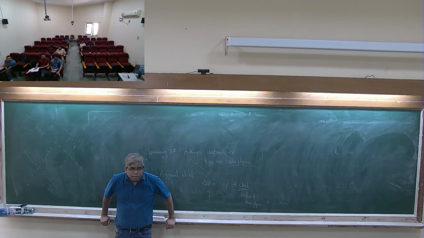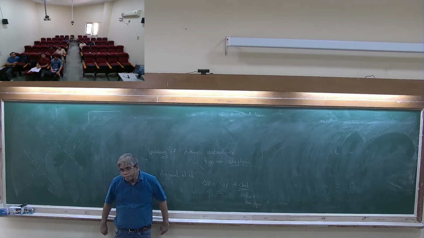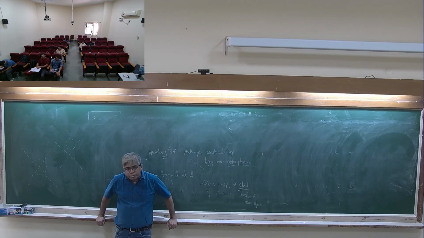That is the anthropic argument. The anthropic argument is that parameters take those values so that they support life. The parameters have to take the values they have such that they support life. That is the argument of the anthropic principle.